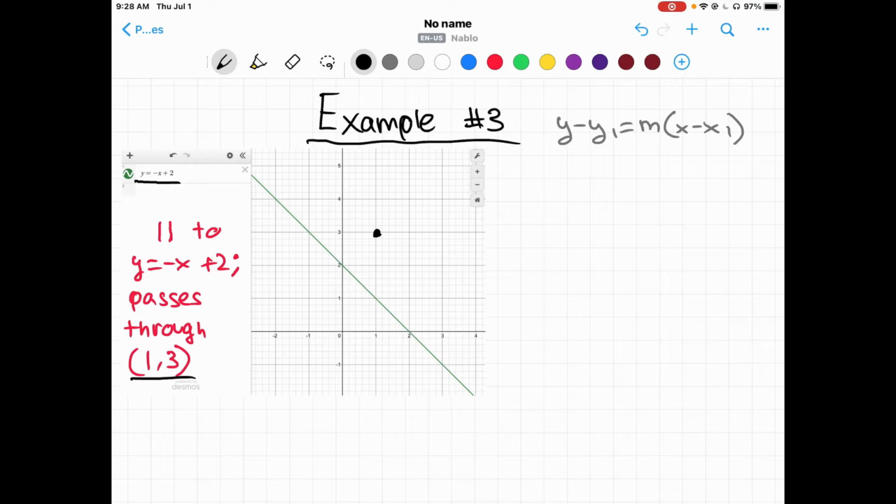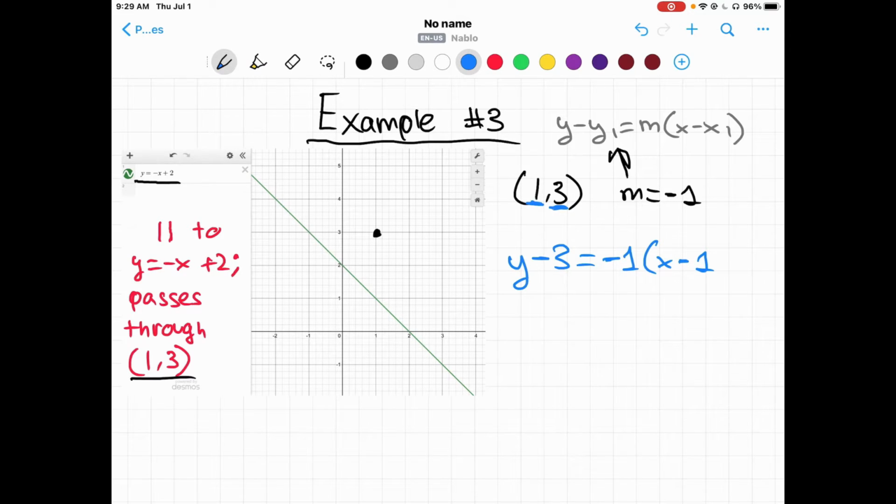Now, as I explained before, we already know that this new equation contains this point, and it has a slope. So m would equal negative 1. It has a slope of negative 1, since parallel lines must have the same slope. So now that we know one point and the slope, we can use point slope form in order to find this equation. So we would have y minus y1, which would be the 3 since it's the y value, equals negative 1, which is the slope, multiplying x minus 1.